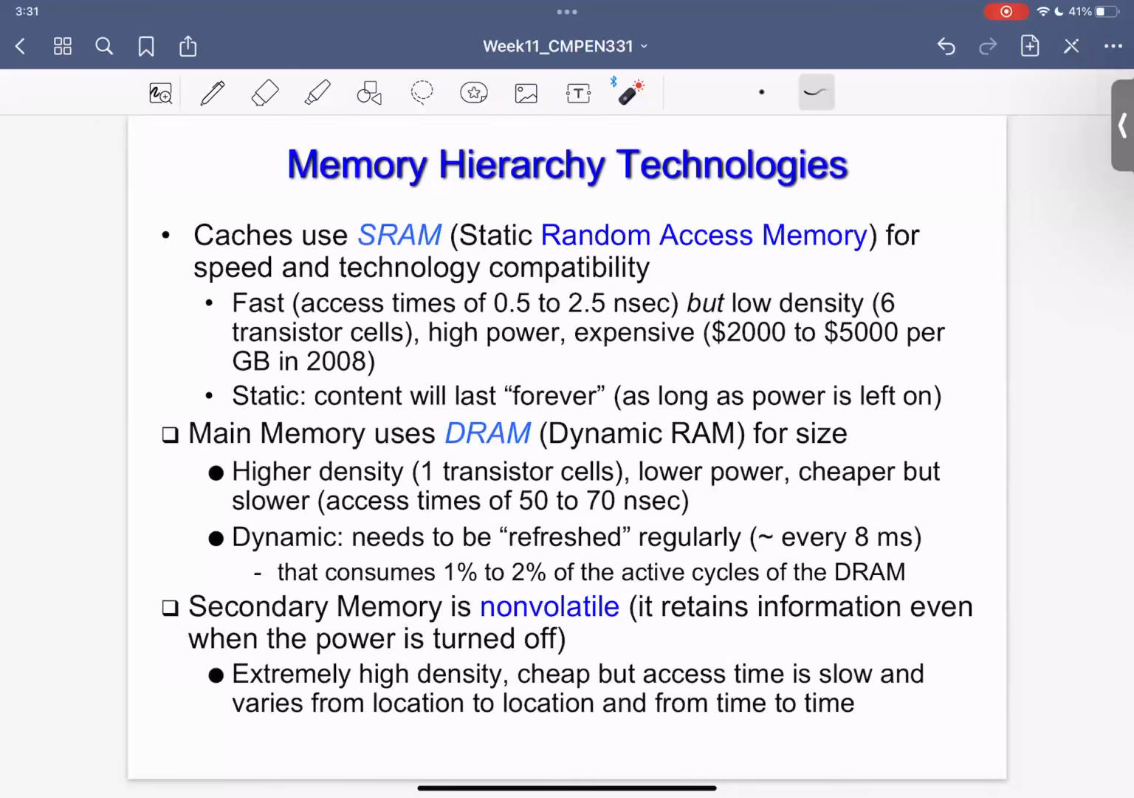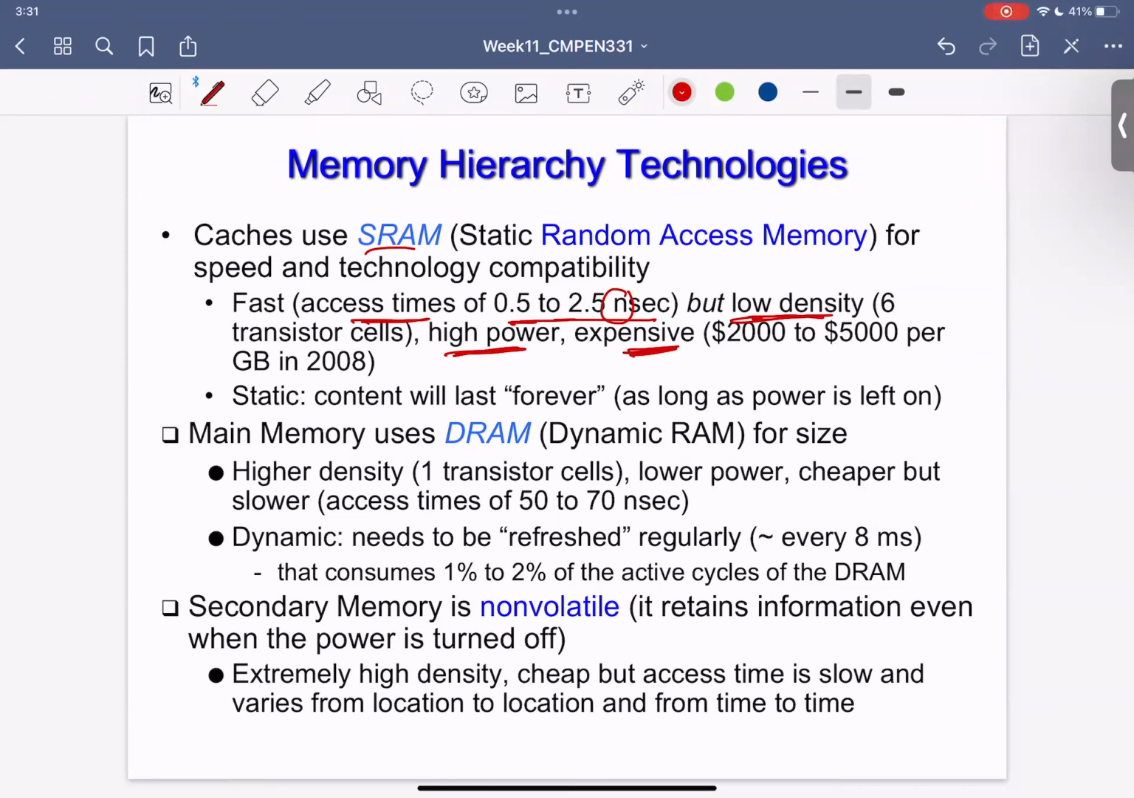So just to highlight, the cache memory is using the SRAM. S refers to static, so static random access memory, or SRAM. The good thing about SRAM is that the access time is 0.5 to 2.5 nanoseconds. As you can see, nanoseconds is very, very fast. But the drawback of SRAM is its low density, the size is very small. It consumes high power, and unfortunately it is also expensive.